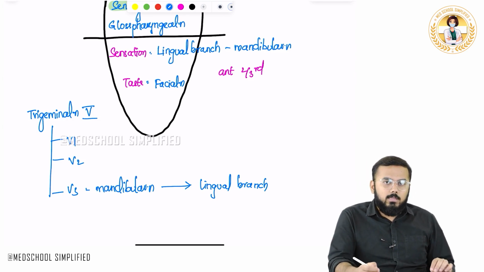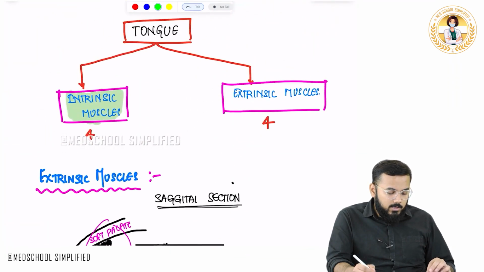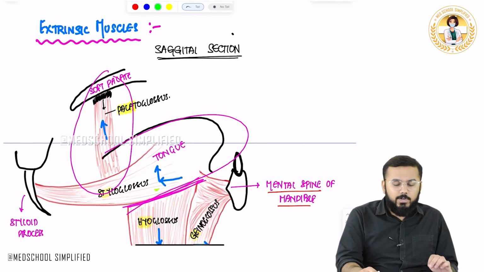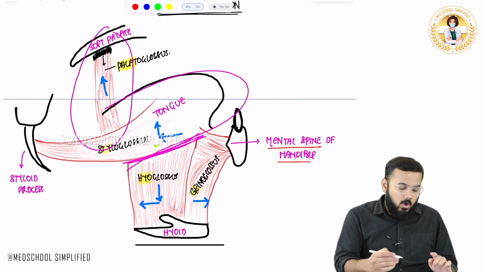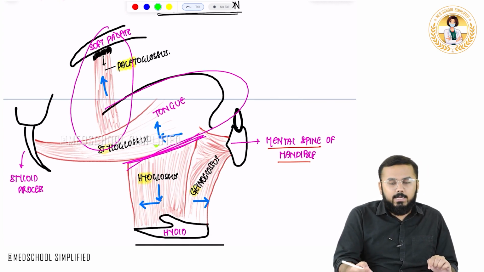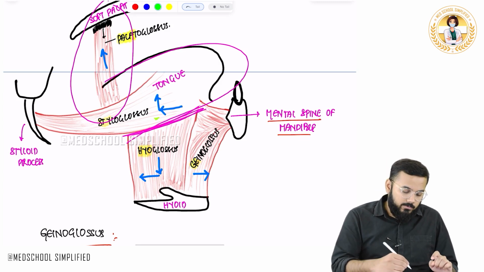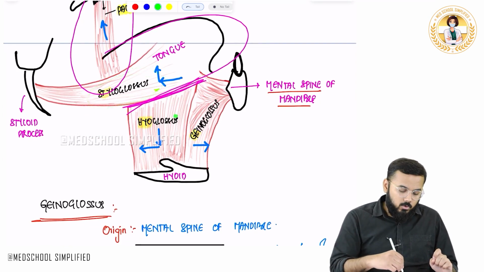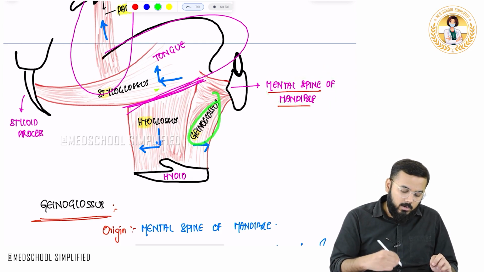So let us go over all the important things we have just discussed. We started our discussion with the tongue muscles. We discussed that there are intrinsic as well as extrinsic muscles, 4 intrinsic and 4 extrinsic. The 4 extrinsic muscles we can better see on the sagittal section. From the soft palate down to the lateral aspect of the tongue is the palatoglossus. After that, from the styloid process of the temporal bone to the lateral aspect of the tongue is the styloglossus. Next, from the hyoid bone up, you have the hyoglossus, and from the mental spine of the mandible, you have the genioglossus.